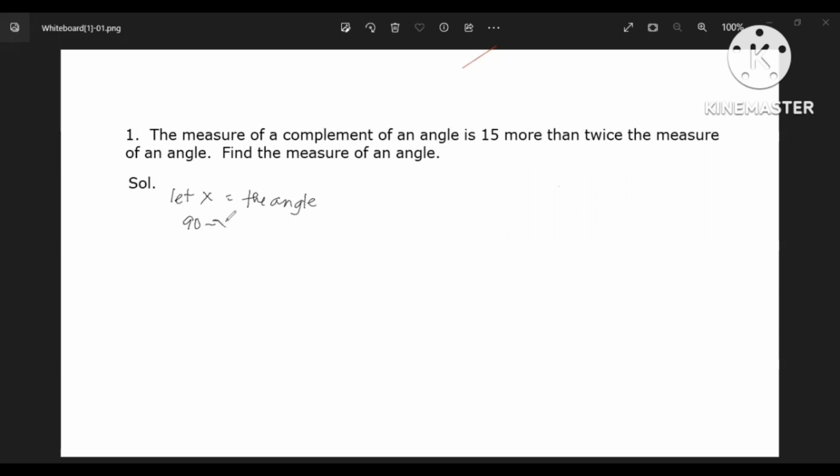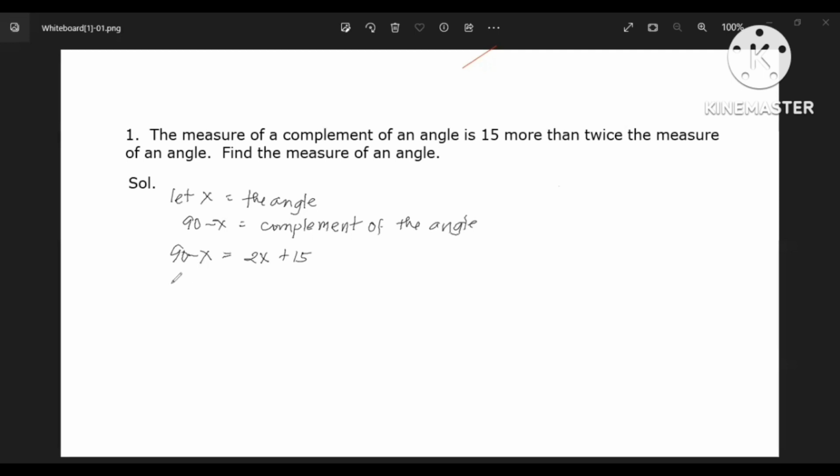Now, if x is the angle, then the complement of that angle would be 90 minus x. Why? Remember complementary angles? Those are angles that add up to 90. So if x is the angle, we subtract it from 90 to get the complement. Now, since the complement is 15 more than twice the angle, we write 90 minus x is equal to 2x plus 15.